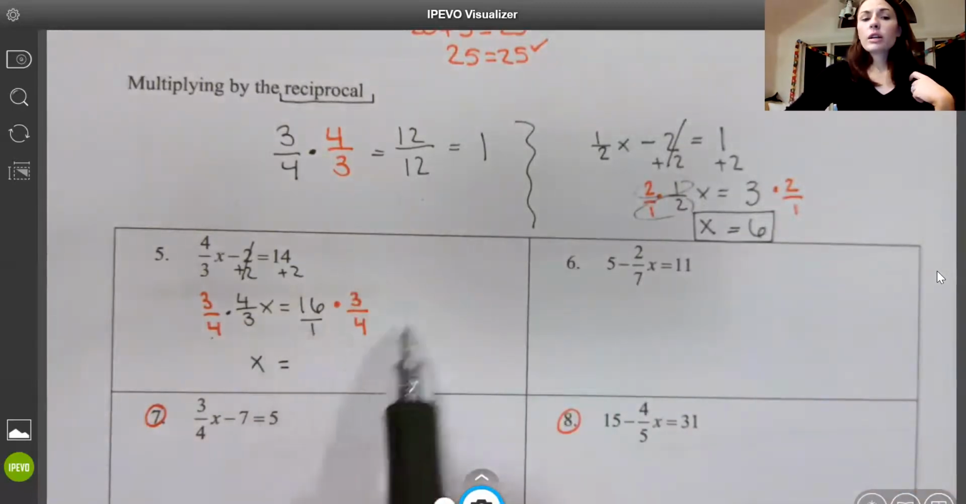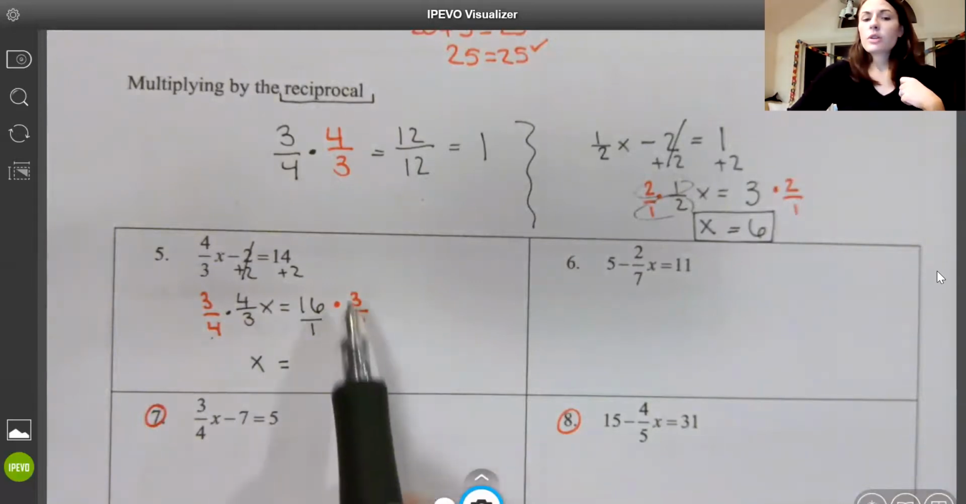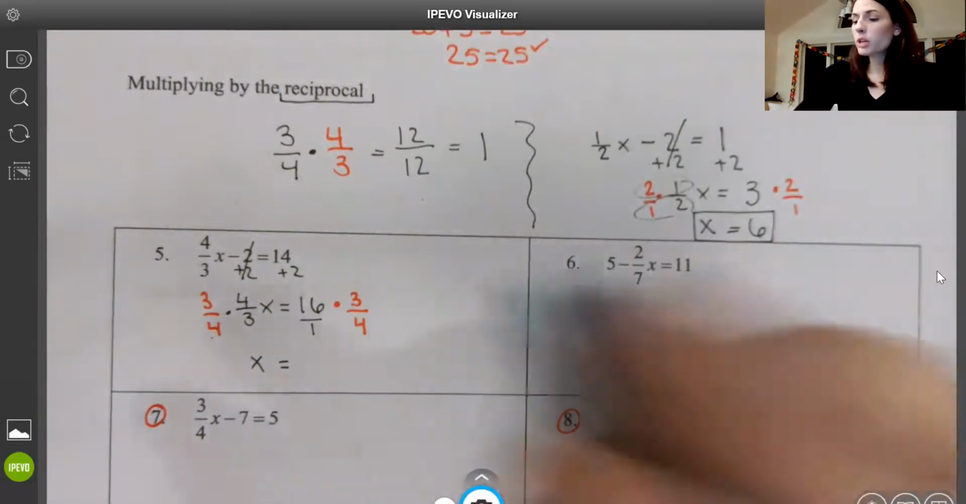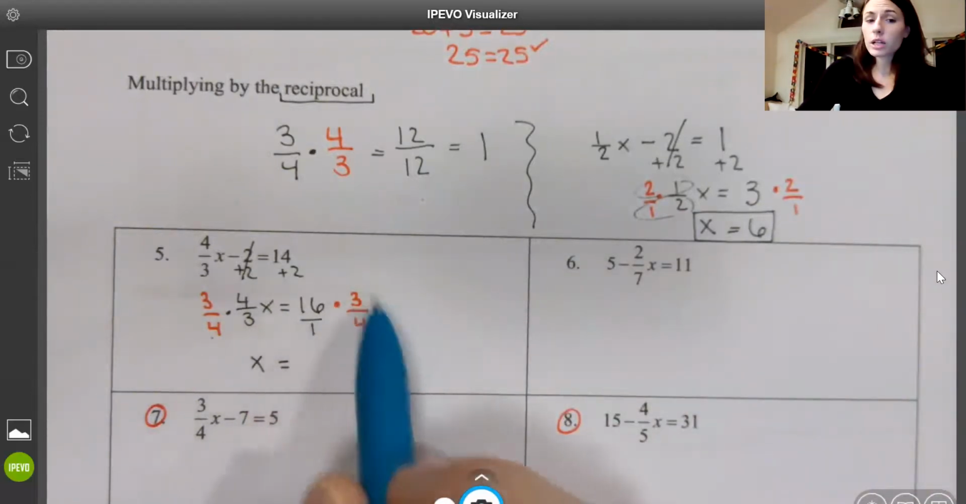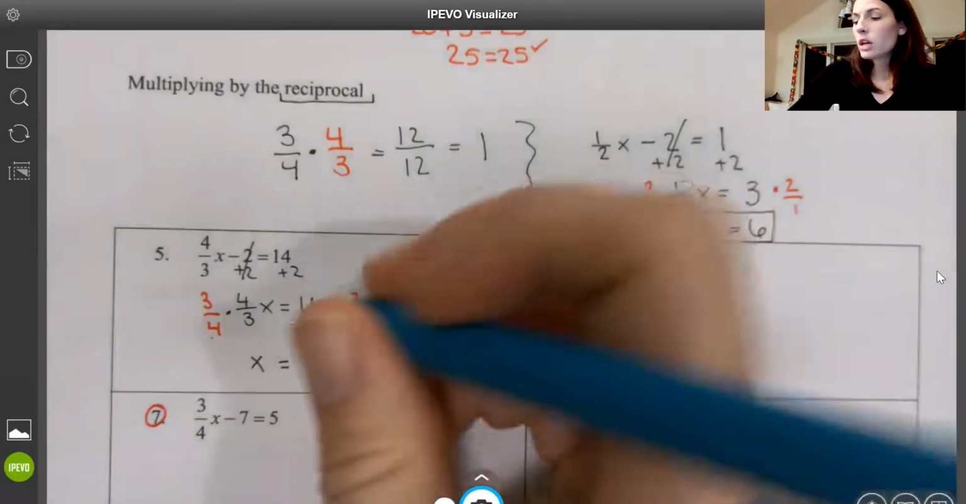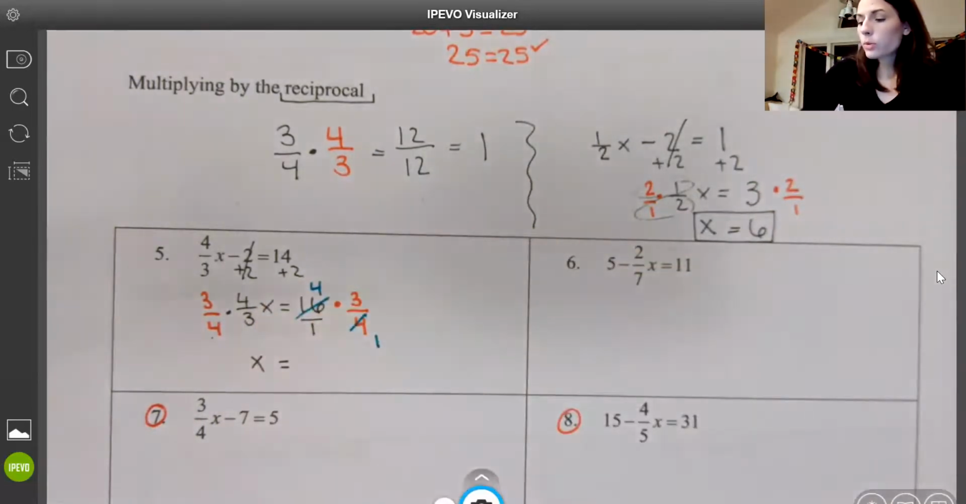Now over here, this is why our fraction operations are super important. I can either multiply straight across and then reduce, or remember we can cross reduce here. And notice I wrote 16 as 16/1, just so I can see numerator, denominator, numerator, denominator. So what I would probably do is reduce this to 4/1.